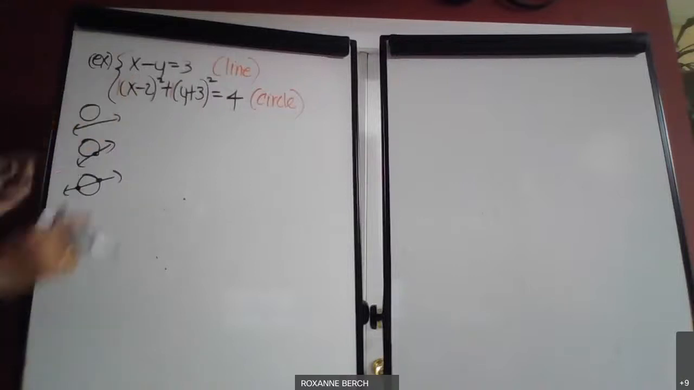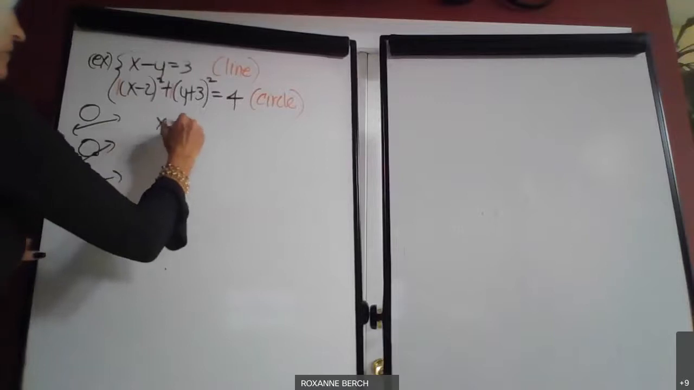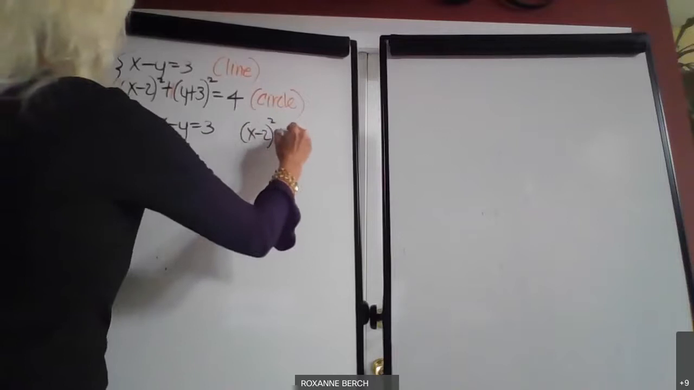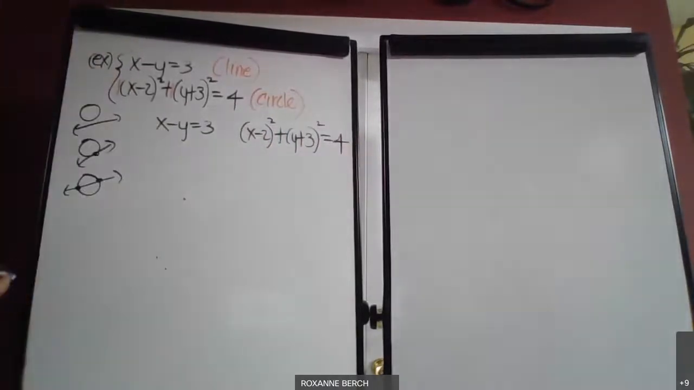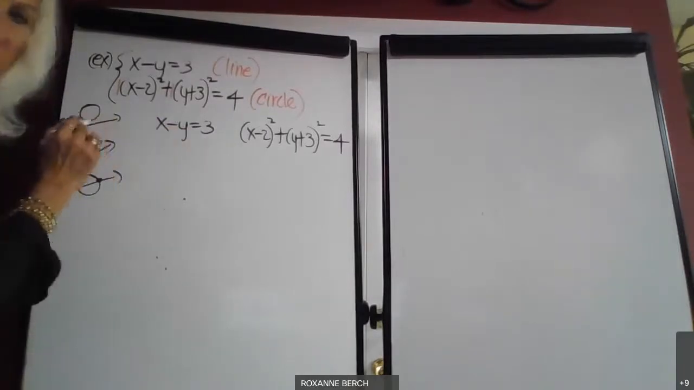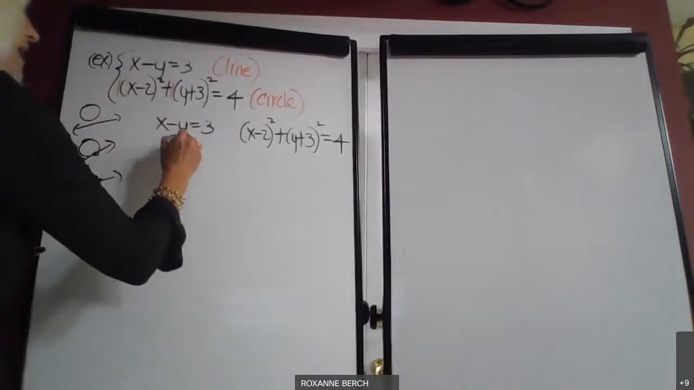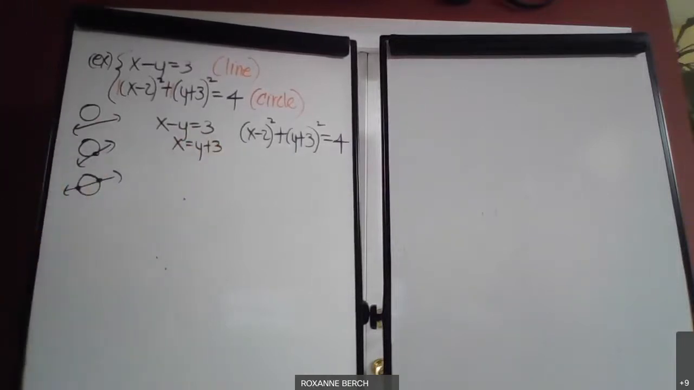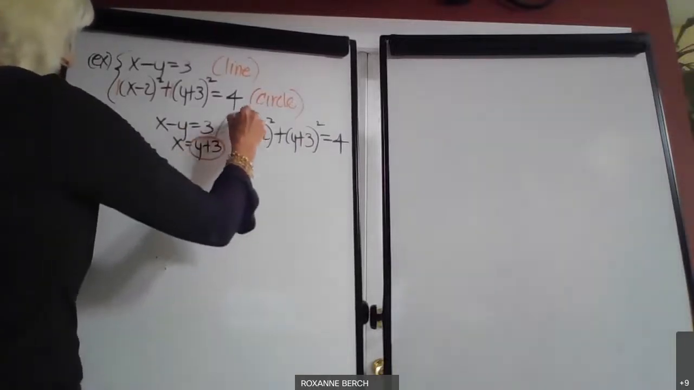So once again, I'm going to use substitution because I can solve for x or y. So I'm just going to solve for x here. Remember, you can solve for either variable. And I don't want to solve for y because it has a negative. So I'm just going to add y to both sides. And I'm going to substitute that in for x. So I'm going to put this in for x.